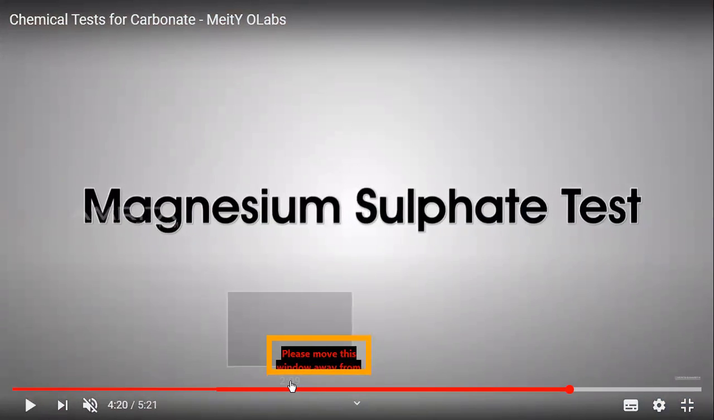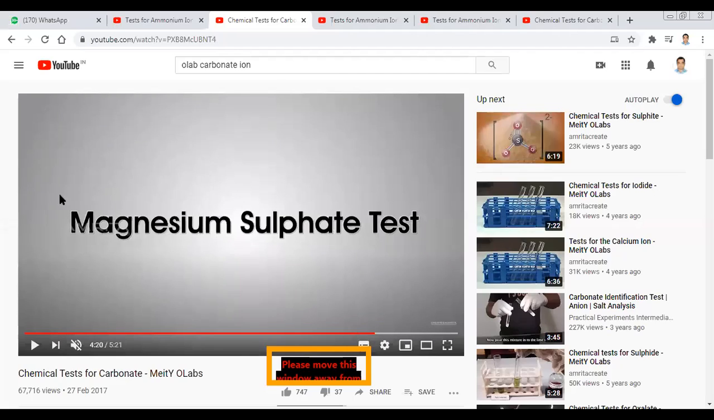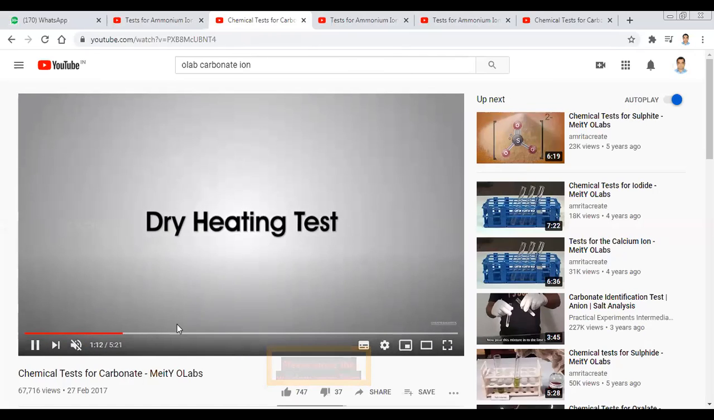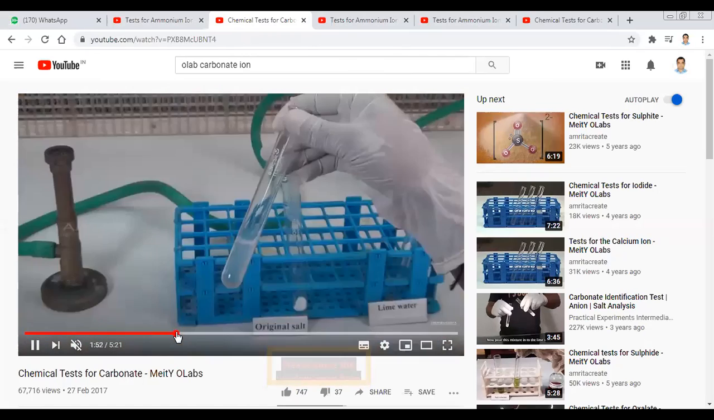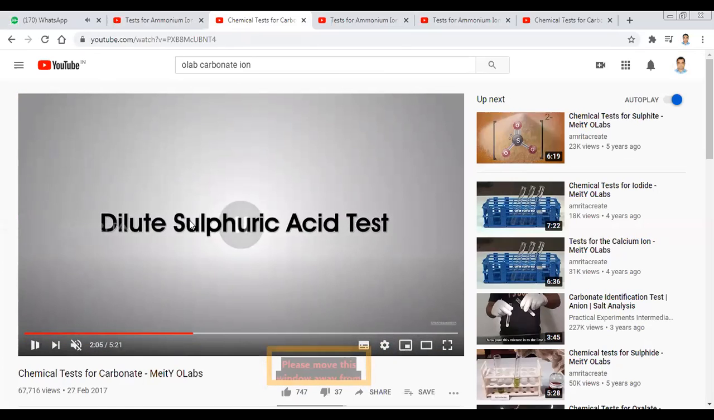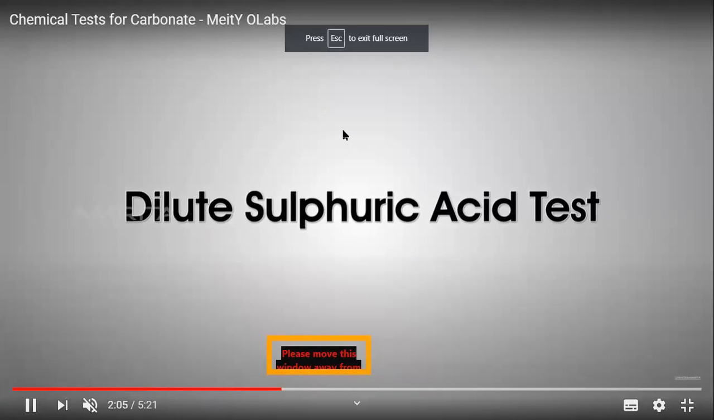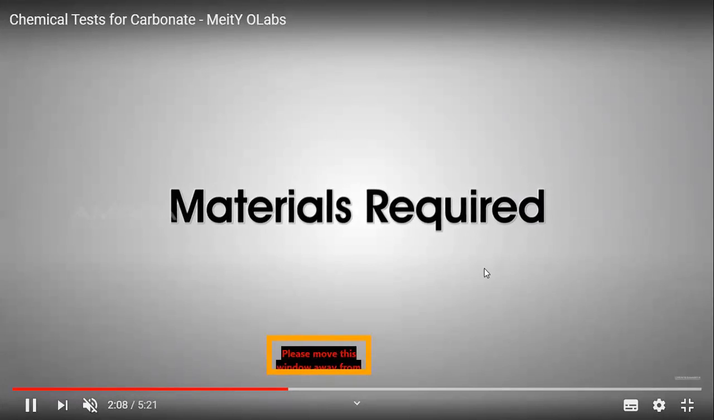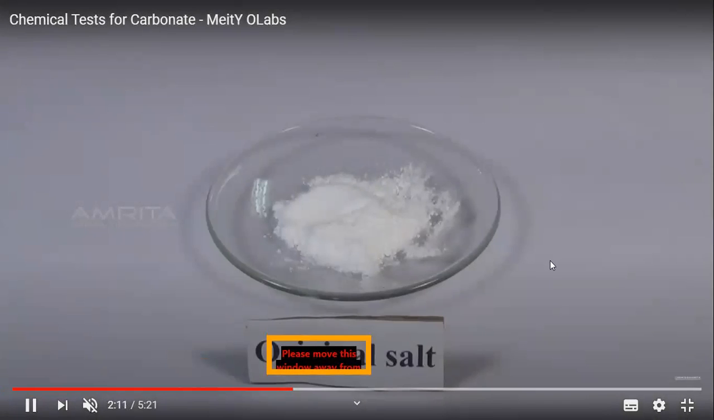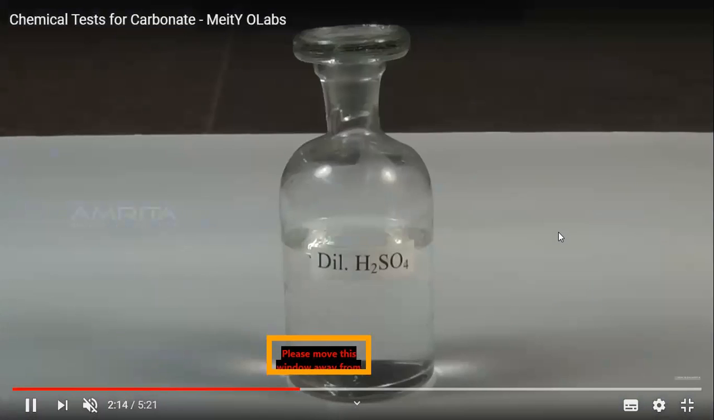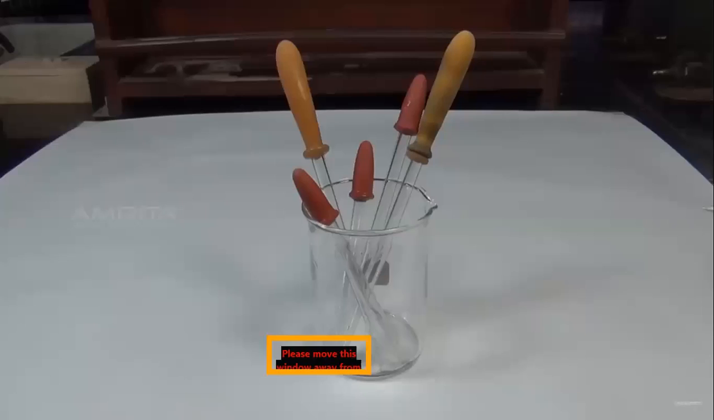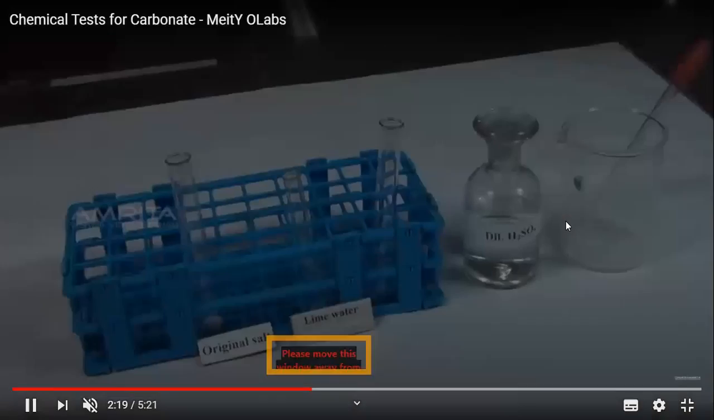Now we are going to understand the other test, my dear students. Let us try to understand one more test. That is known as the dilute sulfuric acid test. So let us pay attention to the dilute sulfuric acid test. For the dilute sulfuric acid test, the materials required are the original salt, distilled water, dilute sulfuric acid, test tubes and droppers. Let us perform the test.